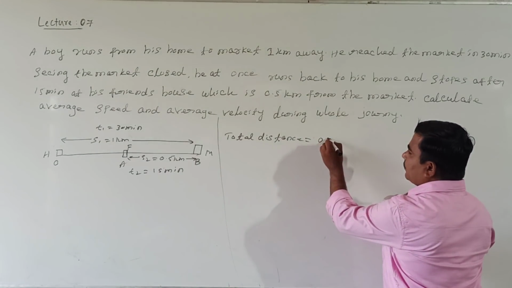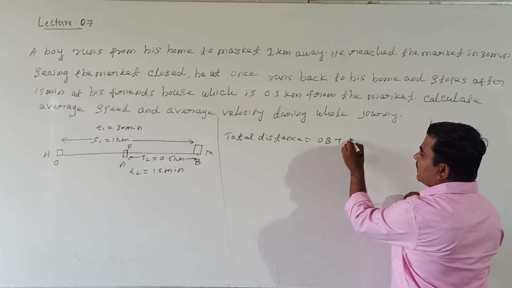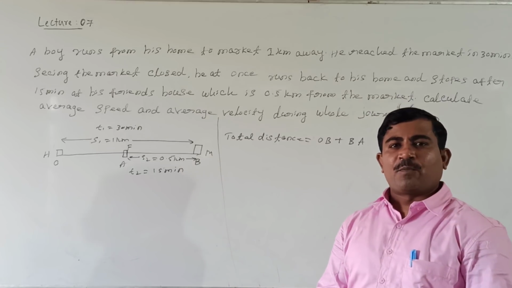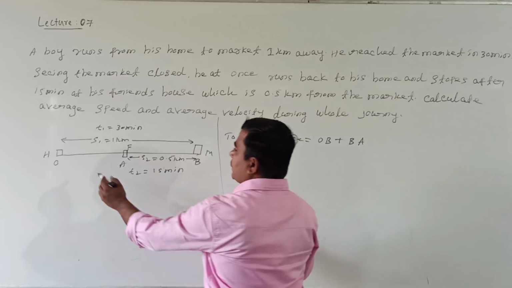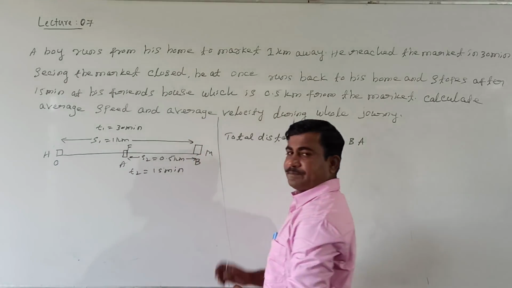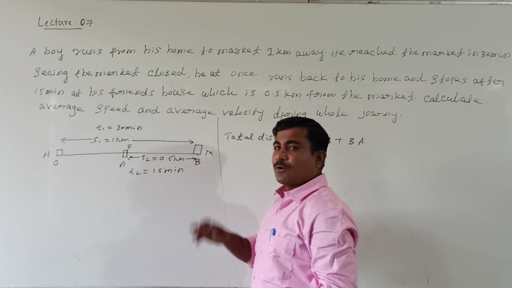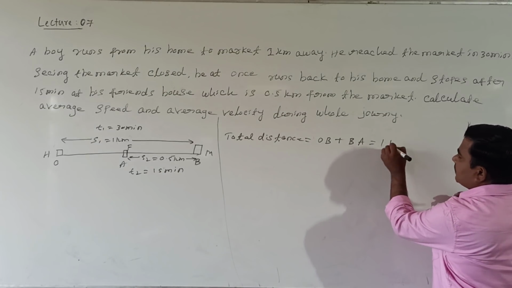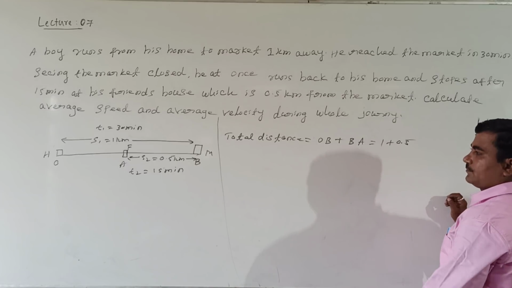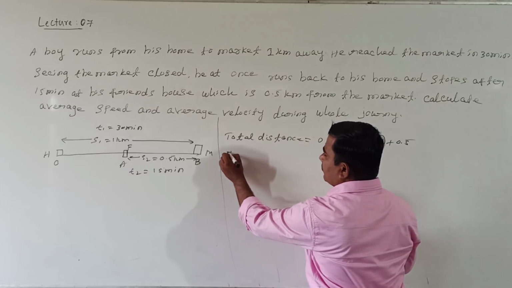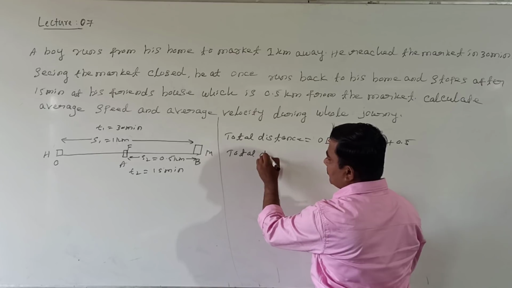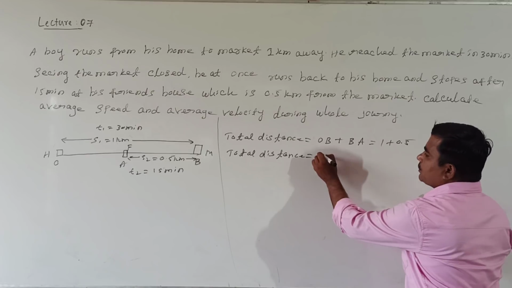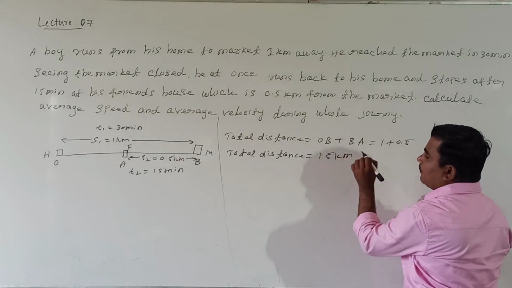Total distance is equal to OB plus BA. What is OB? OB is equal to 1 kilometer. What is BA? BA is equal to 0.5 kilometer. So total distance is 1 plus 0.5. Then what is the total distance here? Total distance is equal to 1.5 kilometer.